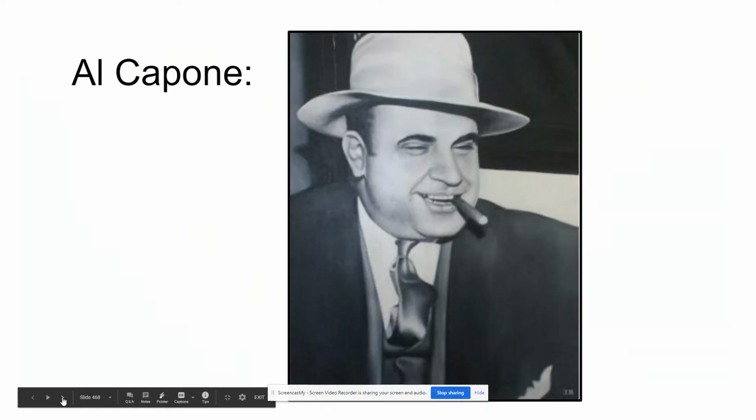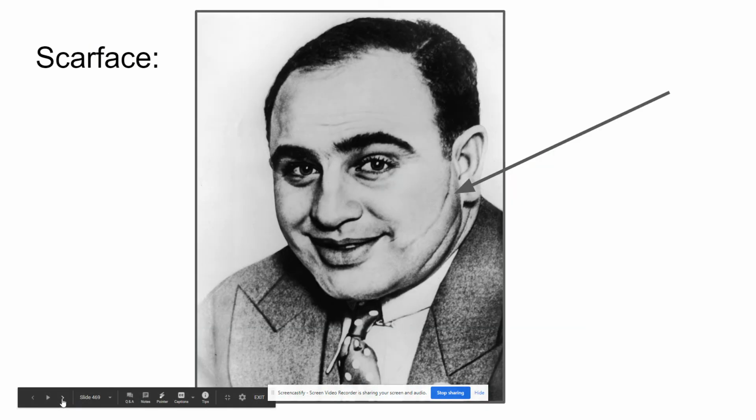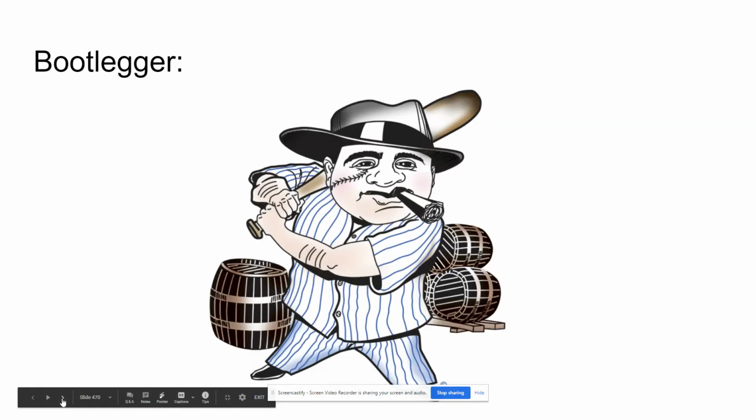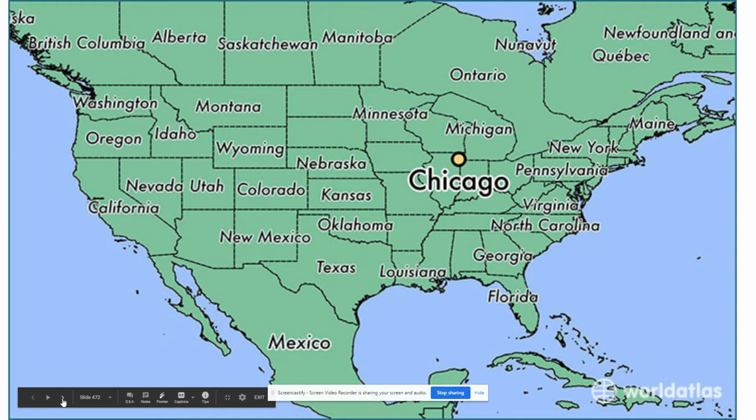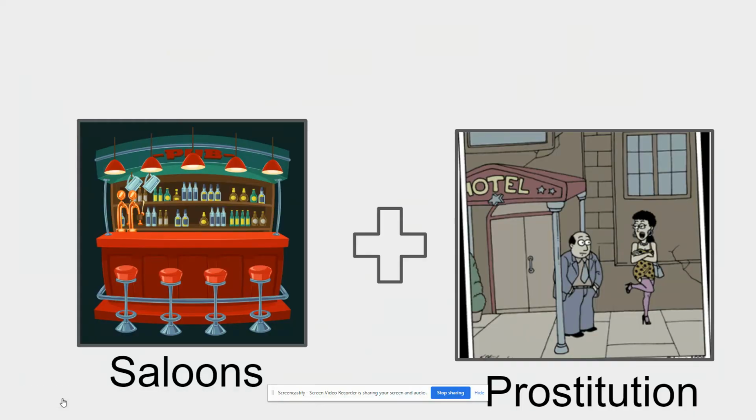As an example, in Chicago, Al Capone is going to solidify power from all the criminals there. His nickname was Scarface. He got in a knife fight in New York when he was younger. He was a straight up bootlegger, and he ran so much alcohol out of Canada into the United States. And in Chicago, he ran the saloons and he ran prostitution groups, and that was what he did.